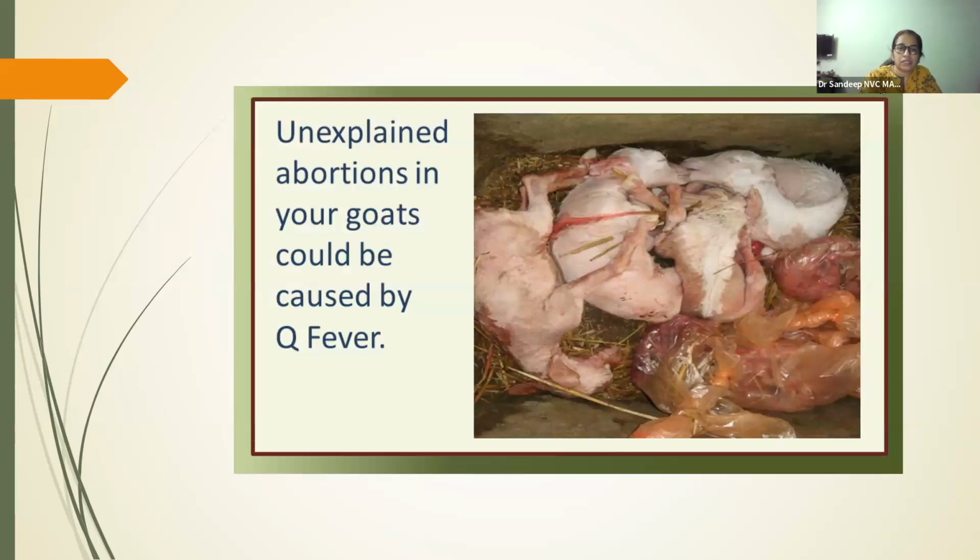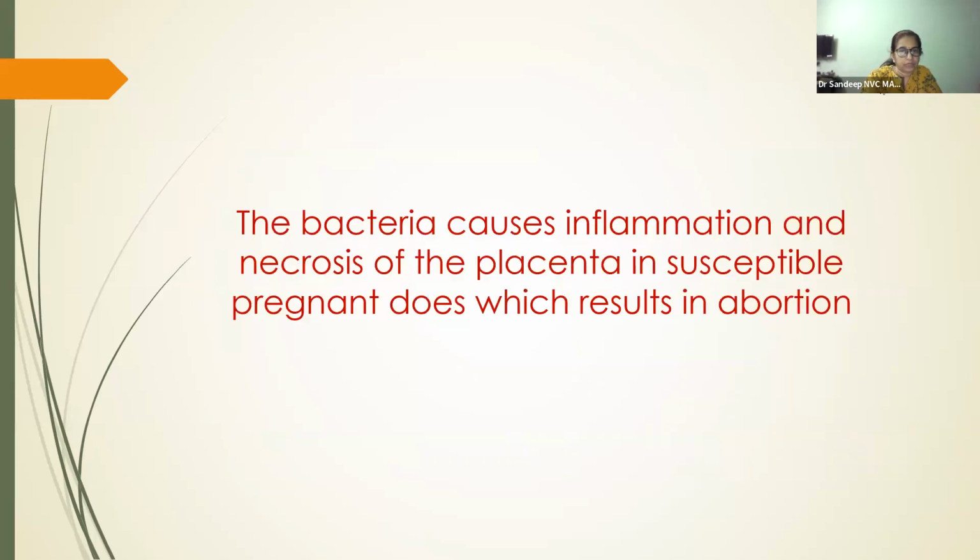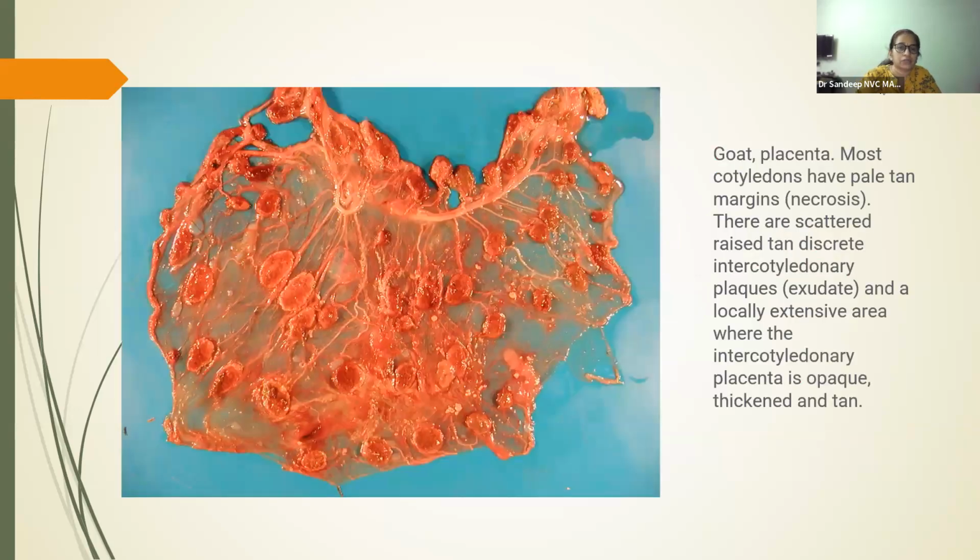Unexplained abortions in your goats could be caused by Q fever. The bacteria cause inflammation and necrosis of the placenta in susceptible pregnant does, which results in abortions. This is a picture of a goat placenta. Most cotyledons have pale tan margins, and there are scattered raised tan discs.